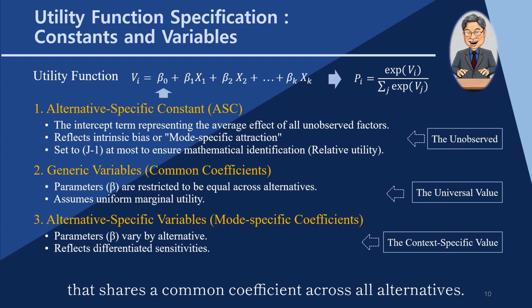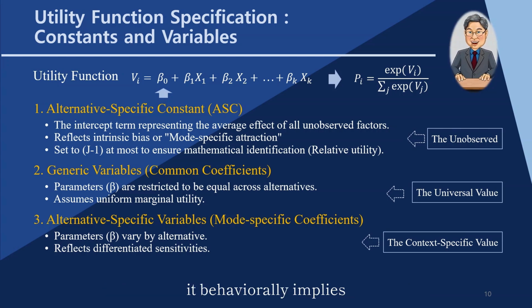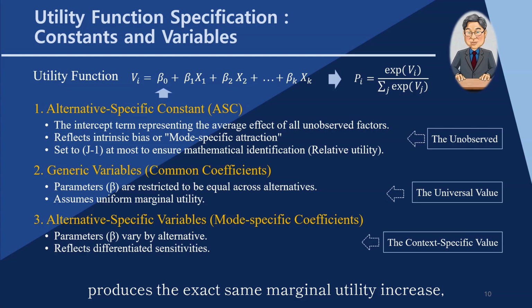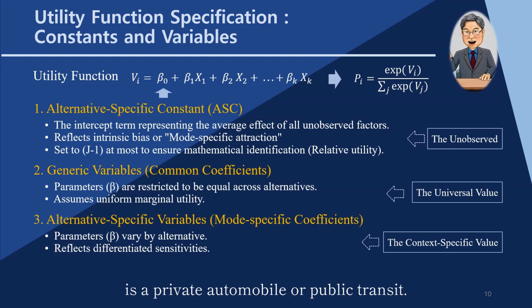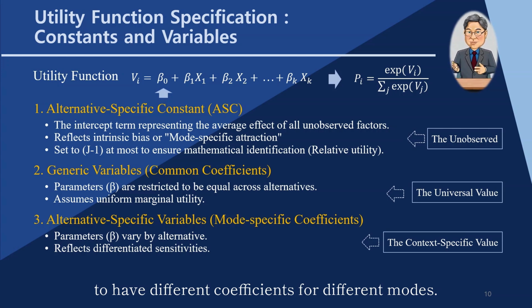explanatory variable that shares a common coefficient across all alternatives. As a typical example, if travel time is specified as a generic variable, it behaviorally implies that a 1-minute reduction in travel time produces the exact same marginal utility increase, regardless of whether the mode is a private automobile or public transit. In contrast, an alternative specific variable allows the same explanatory variable to have different coefficients for different modes.